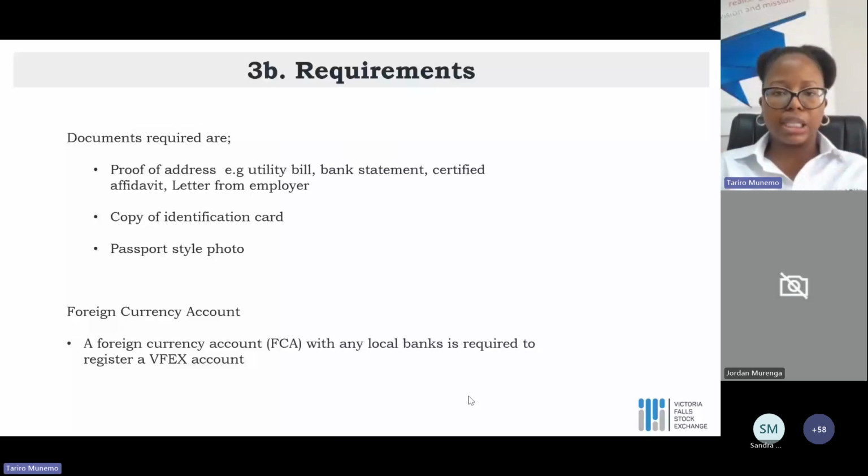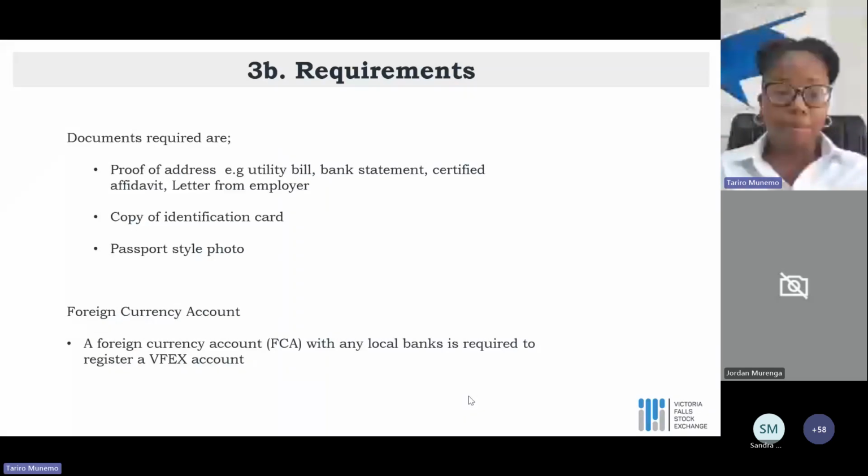So to expand on these, your proof of address, we are simply looking for, for example, a utility bill that clearly marks your name on the bill, as well as the address at which you reside. It could be your banking statement, or it could be an affidavit that has to be certified. So in a situation whereby perhaps you are renting at a specific property, you could always get an affidavit signed that you do indeed reside at that specific address. And perhaps also you can use a letter from your employer. This typically would work in situations whereby you're in company housing.